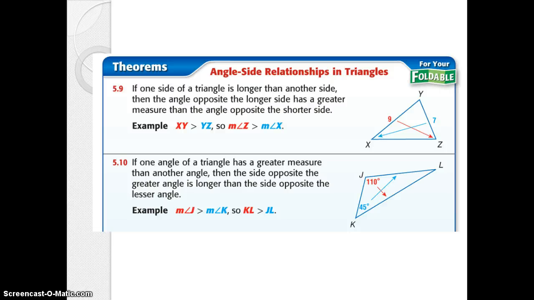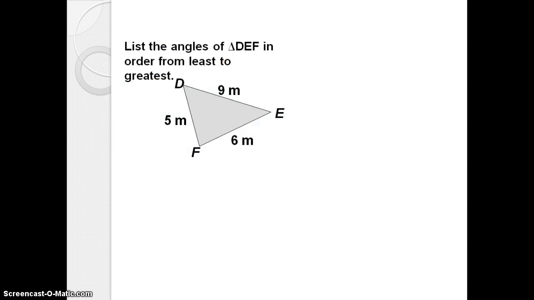Here are the theorems exactly out of your book. If one side of a triangle is longer than another side, then the angle opposite the longer side has a greater measure than the angle opposite the shorter side. If one angle of a triangle has a greater measure than another angle, then the side opposite the greater angle is longer than the side opposite the lesser angle.